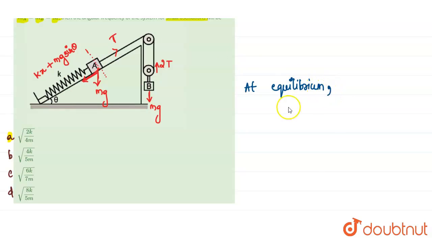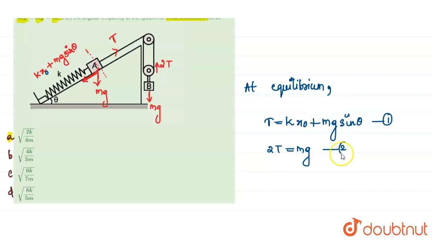So at equilibrium, we get the equation T is equal to K into, let this initial distance be x naught, so K x naught plus mg sine theta, and let it be equation number 1. Also 2T equal to mg, equation number 2. And equating 1 and 2, we get K x naught plus mg sine theta is equal to mg divided by 2. Let it be equation number 3. So from the force equation, we get equations 1, 2 and 3.